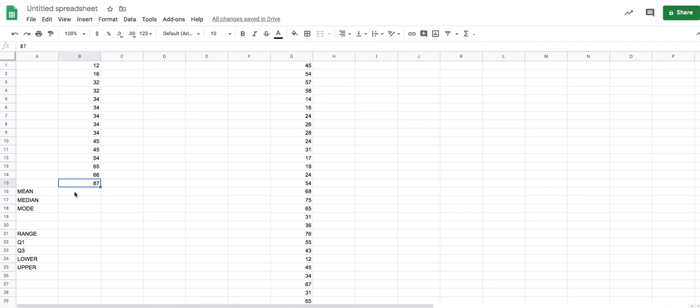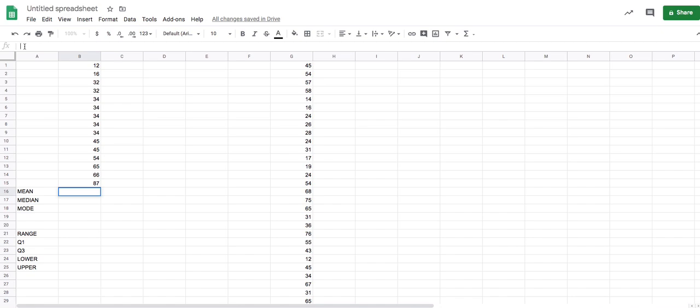All right. So what we're going to do now is highlight the cell next to the mean, and then I'm going to go up here. This is the function bar. I don't know how well this is capturing the mouse, but the function bar is up here, and I'm going to type in a formula for it.